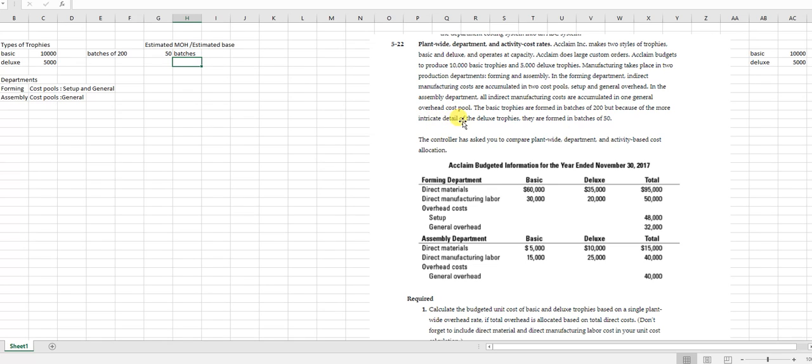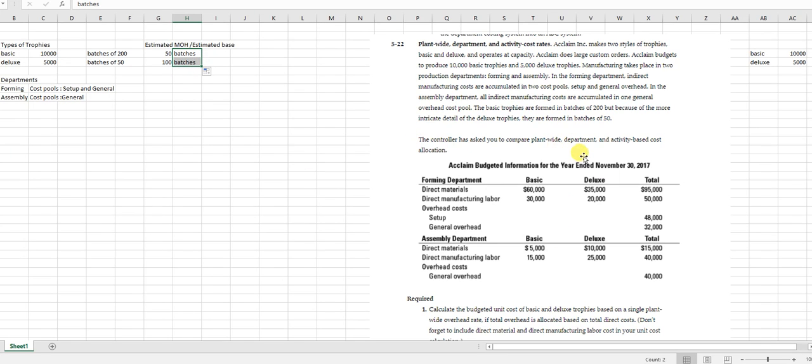Because of the more intricate detail, the deluxe trophies are formed in batches of 50. So in this case, I have batches of 50, and so I'm going to have 5,000 divided by 50. So I'm going to have 100 batches there. So that might help me out later.